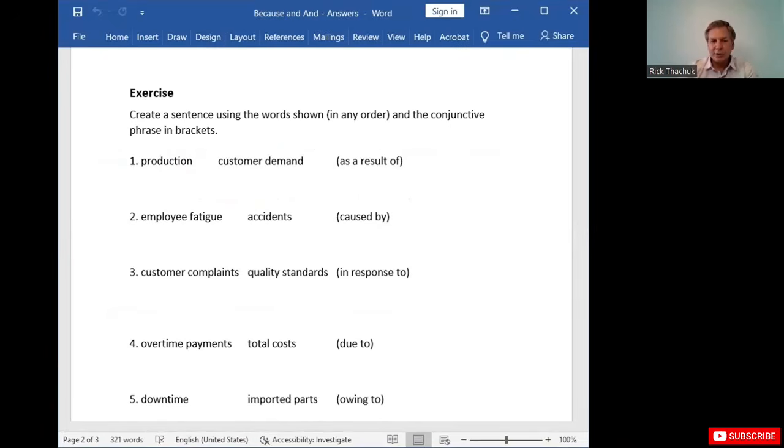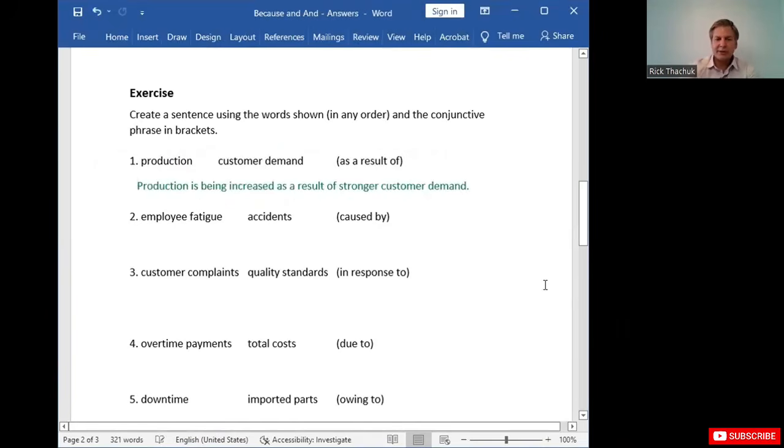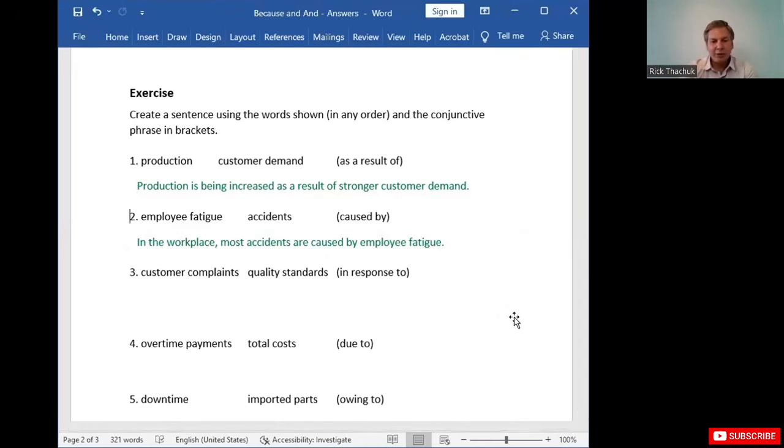Okay, the first one, production, customer demand, as a result of. Well, as an example, we could say production is being increased as a result of stronger customer demand. So we have our conjunctive phrase as a result of, and that sentence works fine. How about the next one? Employee fatigue, accidents, caused by. Well, let's take a look at a sentence that I put together. In the workplace, most accidents are caused by employee fatigue. So in this case, I have reversed the order of the words here, which is fine. That's acceptable. Your sentence might be correct also. I'm just giving you these other sentences as an example.